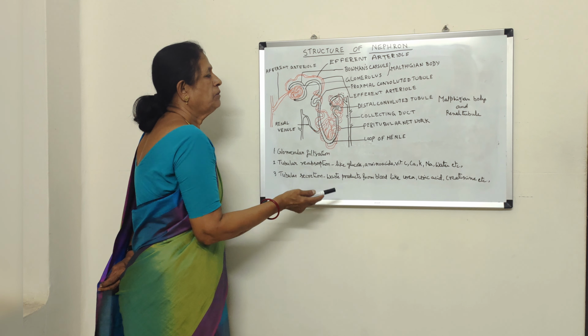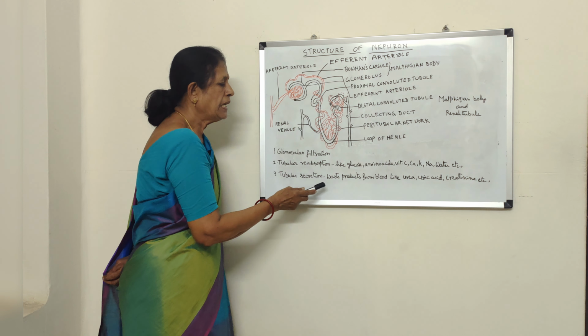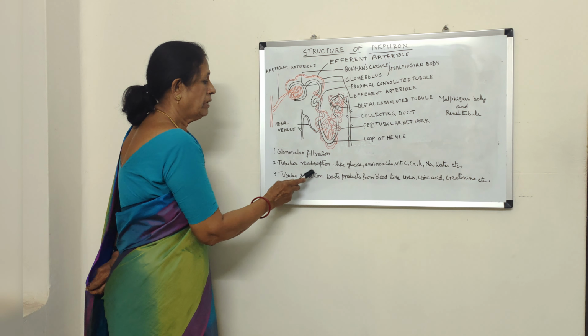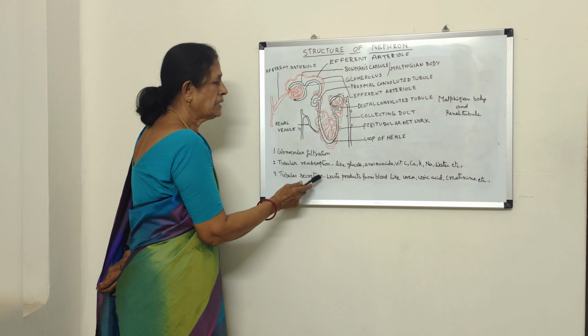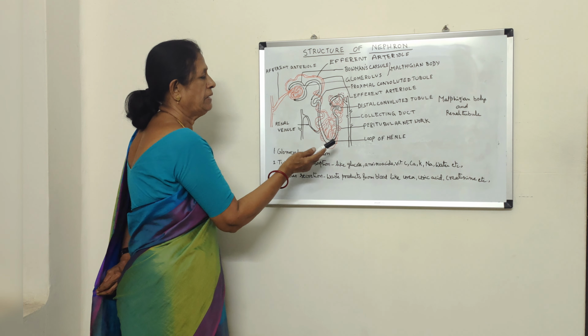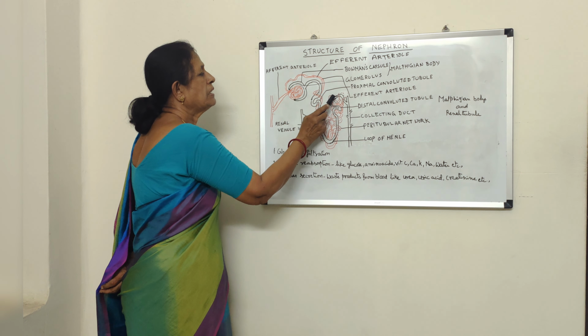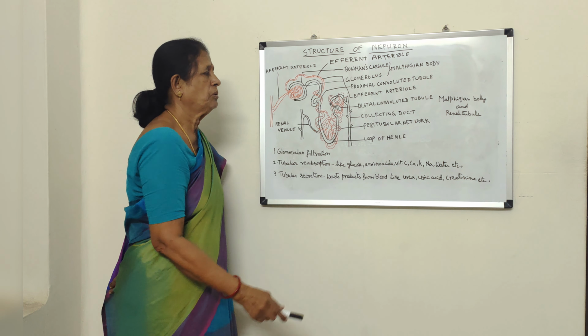In the distal convoluted tube, the peritubular network, what happens? The blood will reabsorb. Here reabsorption has taken place. In the distal convoluted tube, the waste products from the blood, all the waste products that are present in the blood, are released into the distal convoluted tube.